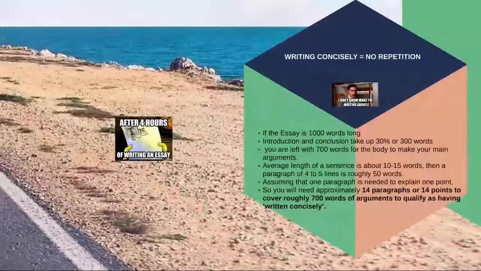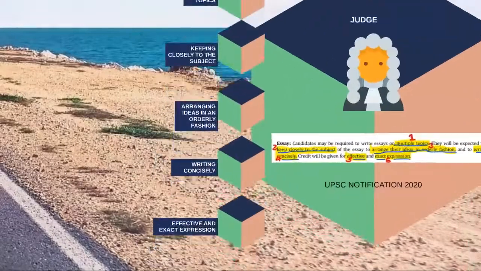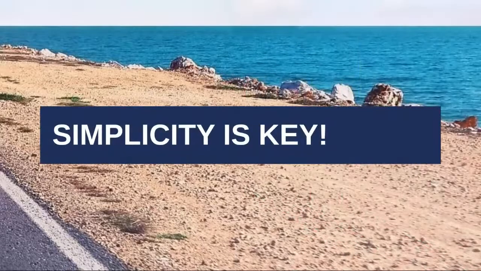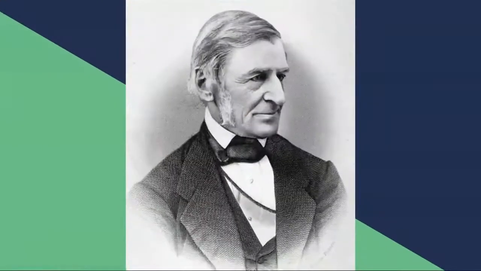The last thing that's mentioned in the UPSC notification is exact and effective expression. Did you notice that I've not mentioned anything about you having to remember facts and data or having to use flowery language and elaborate language? This is because it's not needed. The UPSC wants your language to be straight and effective. Simplicity is the key, and it will fetch you marks. And here's an example to illustrate that.